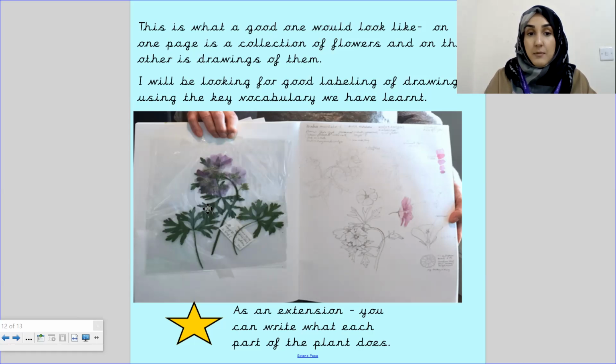They would label stem, leaves, flower, and if there was a root, they would label root. As an extension, you can write what each part of the plant does. If you have forgotten, rewind the video back to refresh your memory.